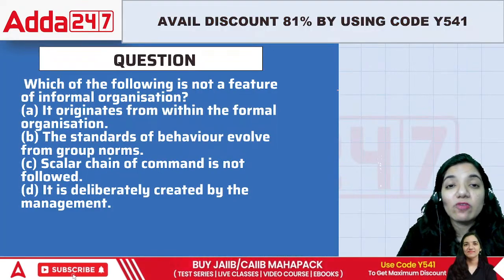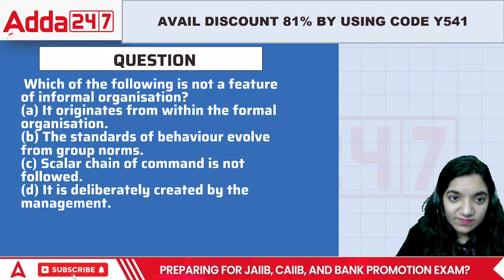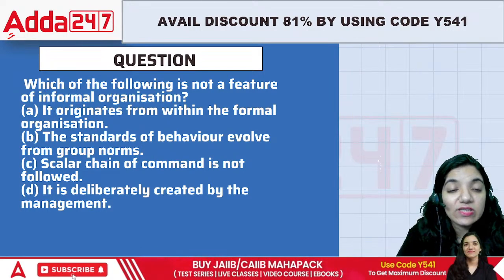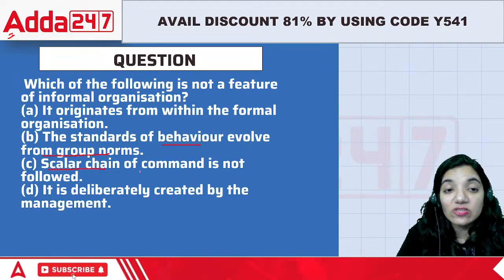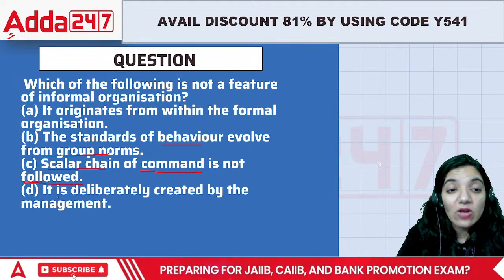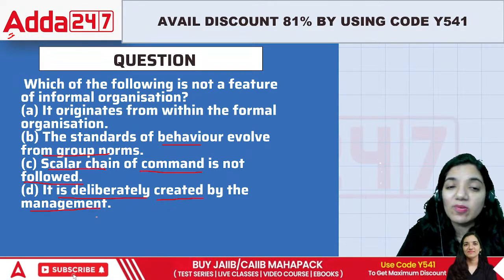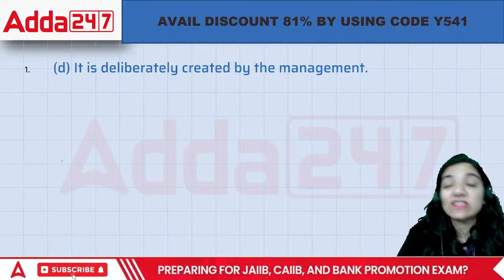Then, which of the following is not a feature of informal organization? It originates from within the formal organization. The standards of behavior evolve from the group norms. Scalar chain of command is not followed, or it is deliberately created by the management. Informal organization is not deliberately created by the management. It happens. It's spontaneous in nature.